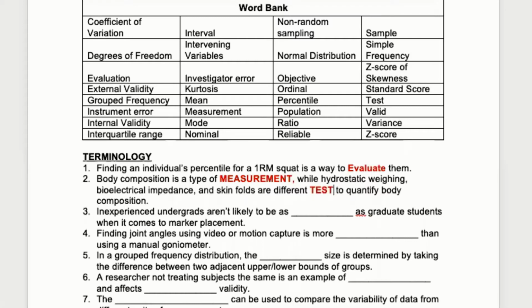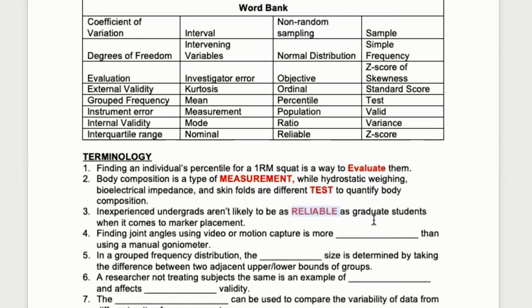Okay, cool. Number 3, inexperienced undergrads aren't likely to be as blank as graduate students when it comes to marker placement. There's 2 possible answers for this one. Also, I just realized it's really dark. So as you put your answers in the chat, I'm gonna turn the lights on. Yeah, reliable. That was the one I was going for.